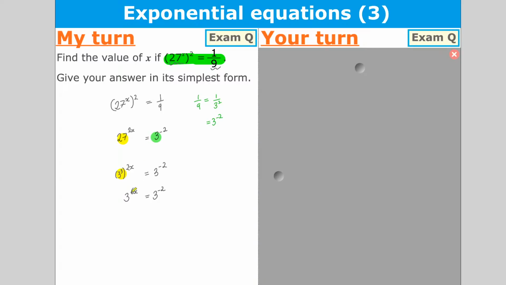We are in a good place here. We have the same base and an equality, so therefore the exponents must be equal. So we've got that 6x is equal to negative 2. If I want to get 1x, I divide both sides by 6, and I get myself x is equal to negative 2 over 6. And we're done.